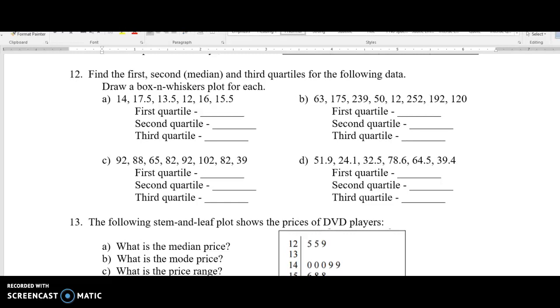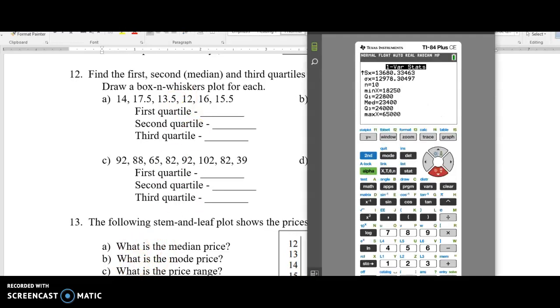Alright, so we want to look at the next set of data on this worksheet. And I've got 4 different sets of data that we're going to do the same thing with. Alright, so we've looked at how you put the data into the calculator. We're going to try this first one here.